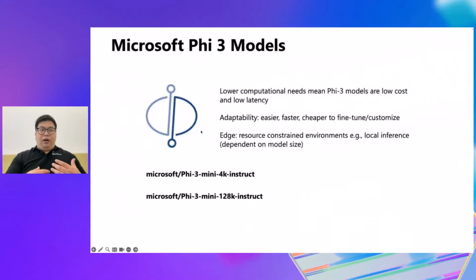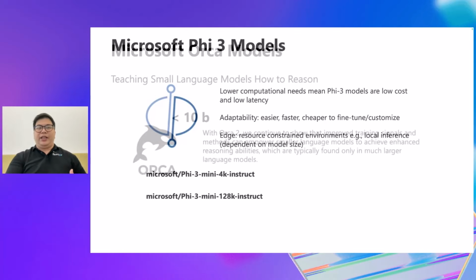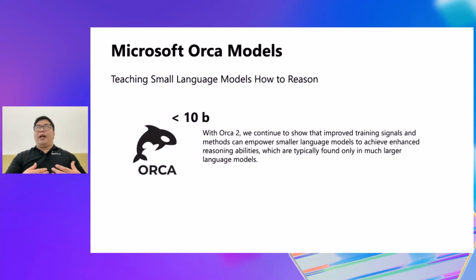Of course, many SLM models are very popular, just like Phi now. We can use this very easily. But Microsoft always publishes other models. This is the Orca model, teaching SLMs how to reason. Orca is now version 2. Maybe you can try this to do more.